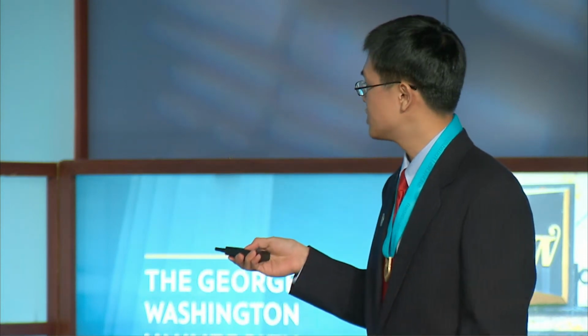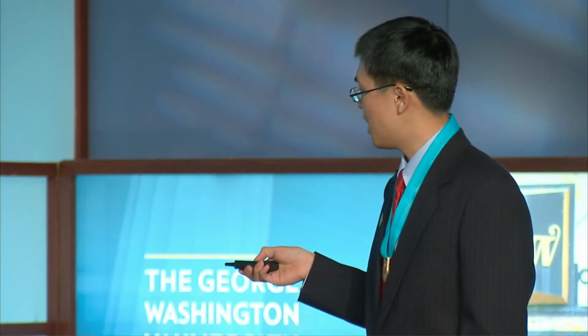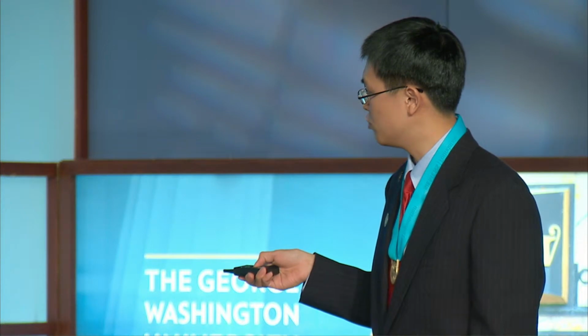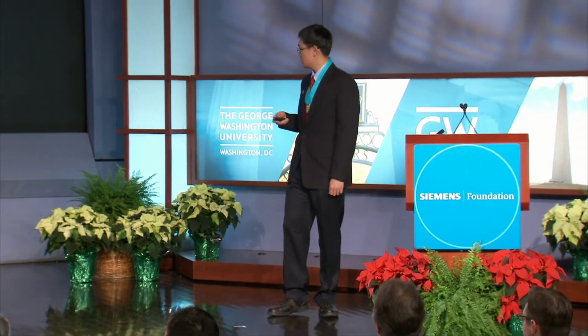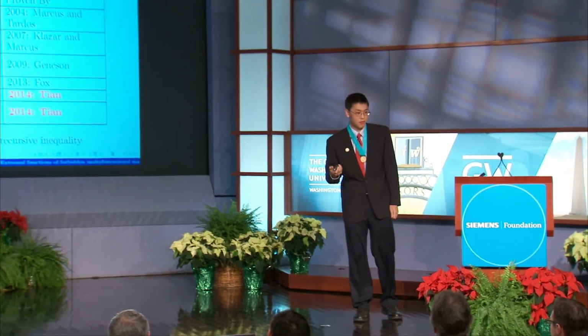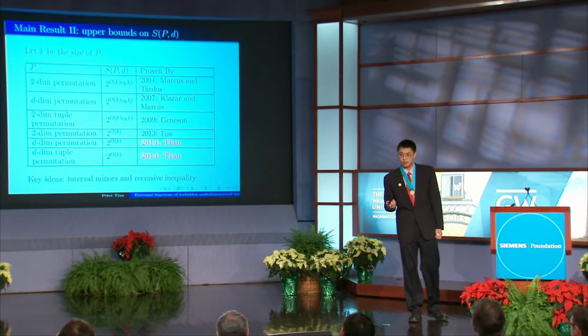And the first part is that I generalized this to d dimensions, and I also showed the same upper bound holds true for d-dimensional tuple permutation matrices, which is a new result even for d equals 2. So for the proof of these two theorems, the key ideas were interval minors and using a recursive inequality.